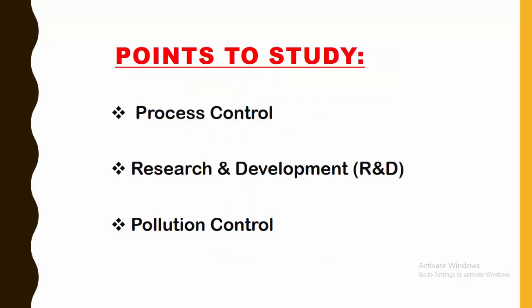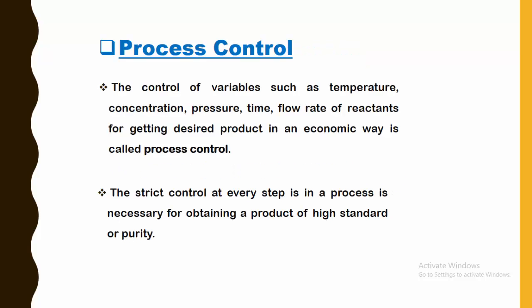In this lecture, we are going to discuss some new units of the chemical industry, which are process control, research and development, and pollution control. These are also very important units, departments regarding the industry. So let me start one by one.